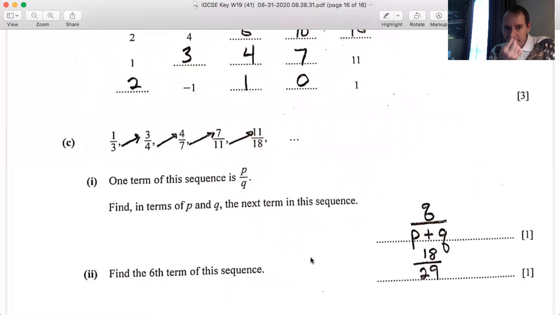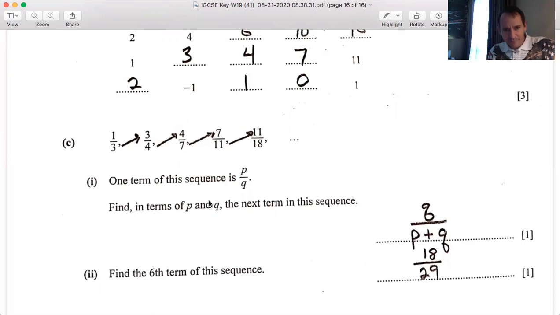Now we come down here with these fractions. One term of the sequence is P over Q. Find in terms of P and Q the next term of the sequence. So notice the denominator becomes the numerator of the next fraction. So if this is P over Q, then Q becomes the numerator of our next value. And also notice the two numerators added together become the denominator. 1 plus 3 is 4, 3 plus 4 is 7, 4 plus 7 is 11.